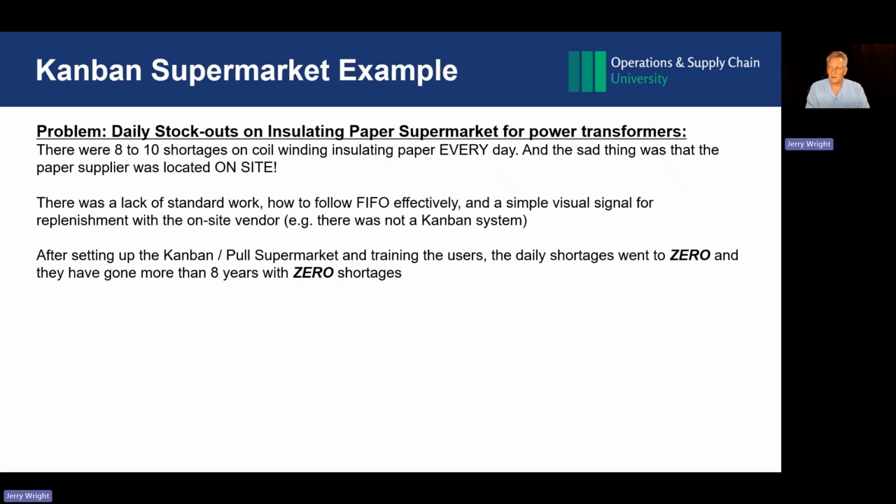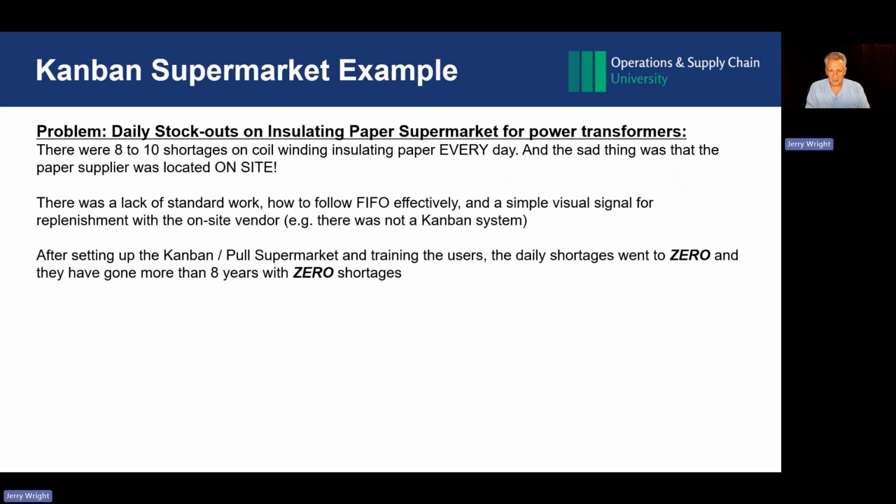Now here's an example I want to share, which happened to be related to transformers. There was a problem at this particular plant. They had daily stockouts on insulating paper for power transformers. There were typically 8 to 10 shortages on coil winding insulation paper every day. And the sad thing was this paper supplier was on site in the transformer factory. There was a lack of standard work, how to follow FIFO effectively, and a simple visual signal for replenishment on the on-site vendor. There really wasn't a good Kanban system, essentially.